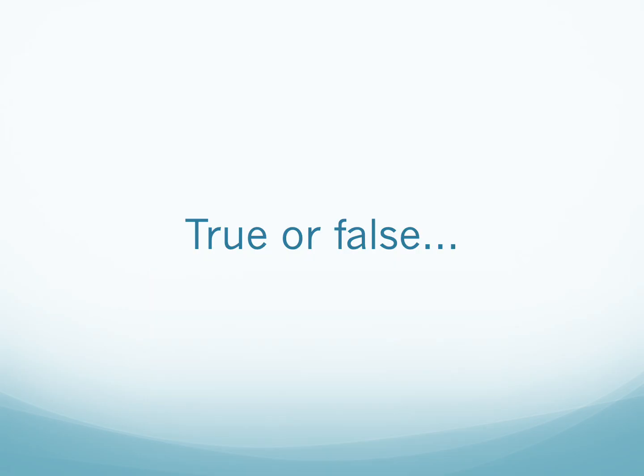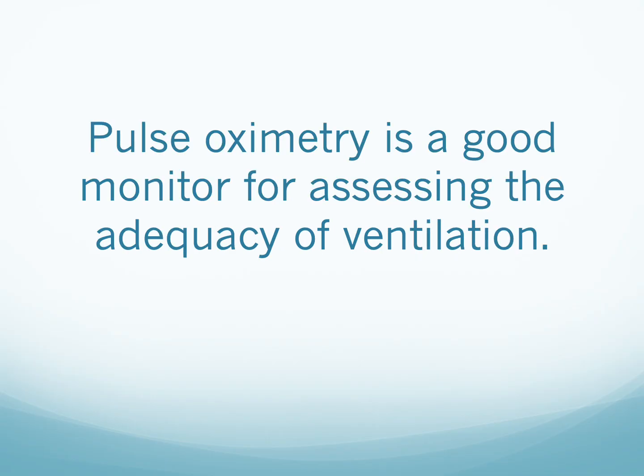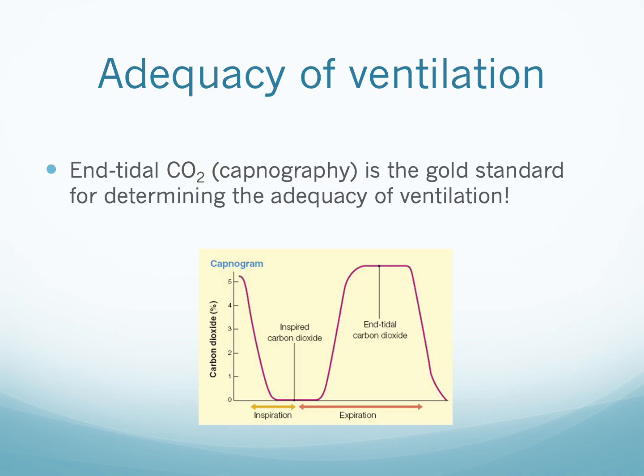So a few true or false questions. Pulse oximetry is a good monitor for assessing the adequacy of ventilation. False. The adequacy of ventilation is actually determined by the end-tidal CO2. That is the gold standard for ventilation. That is how well an animal is breathing, not how well they are oxygenating. So those are two different concepts.